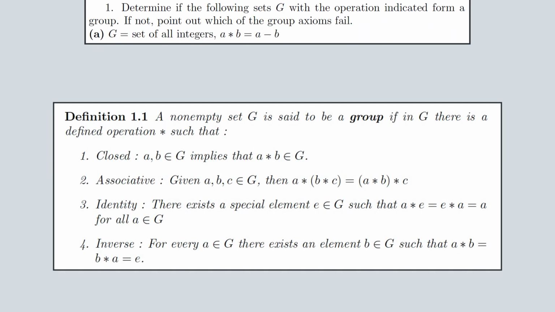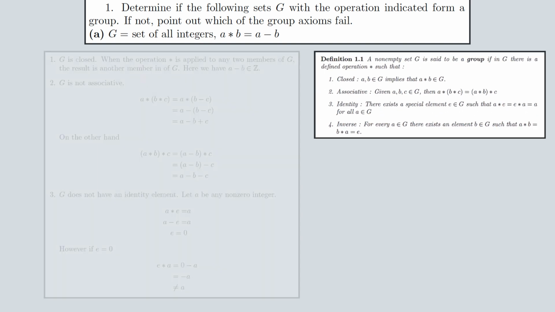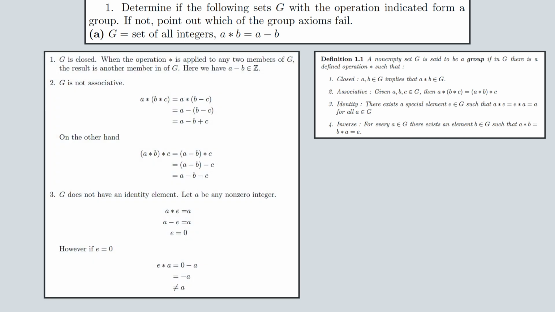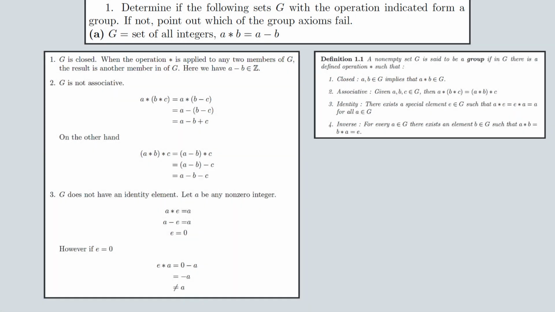There's 4 conditions. All 4 conditions must hold, and we're going to go through them one by one, so we'll keep those up. Number 1, is G closed? So closed just means if I take any 2 members of the group and apply the operation, do I get another member of the group? Well, if we take 2 integers and subtract them from each other, A minus B, we're always going to get another integer, right? 5 minus 3, 27 minus 1,000, doesn't matter. You're going to get another integer, so G is closed.